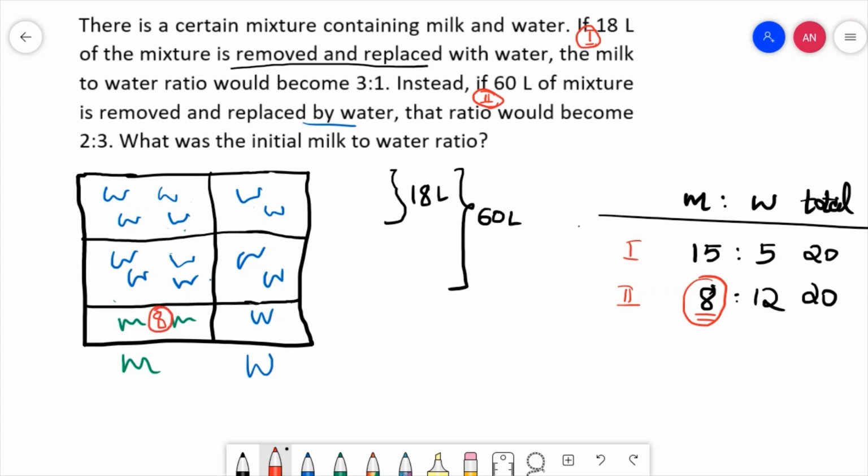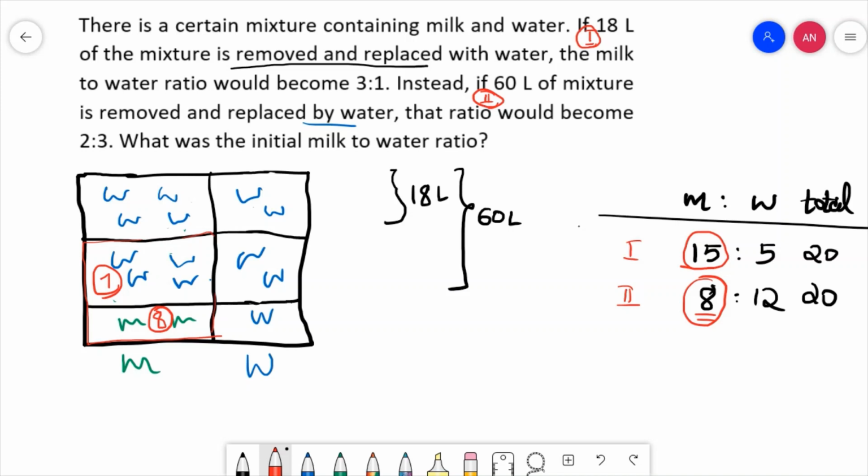Now let's come back to the first condition. It said that the milk will be 15 parts. Remember, for the first condition we had this part of the mixture as milk. So we can say that this whole part will be 15, so this part will be 7. Now it is going to be just a matter of geometry here.